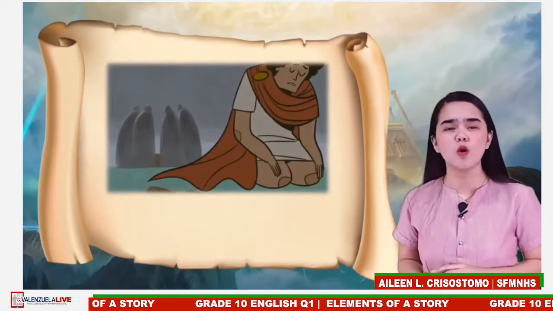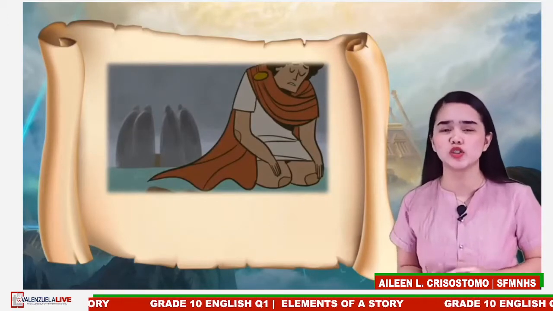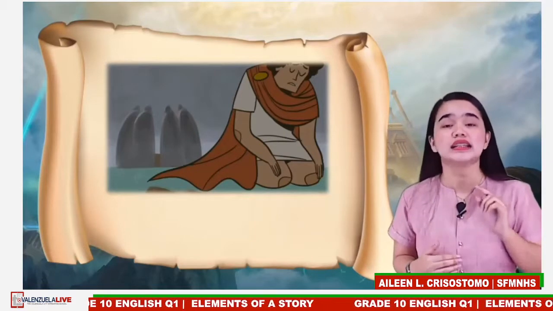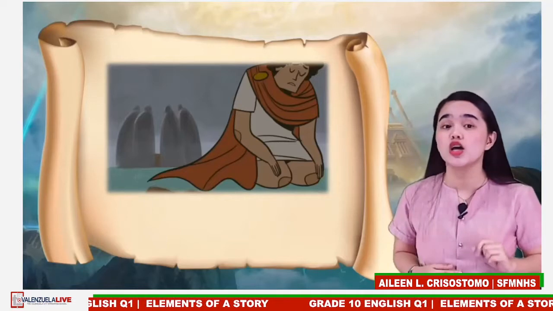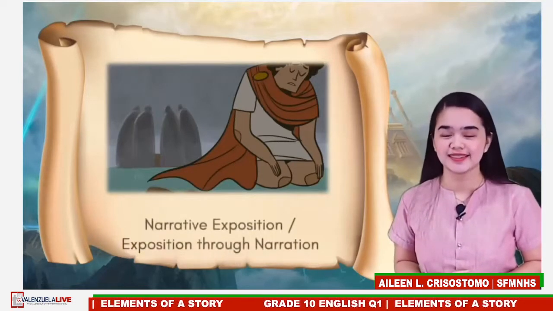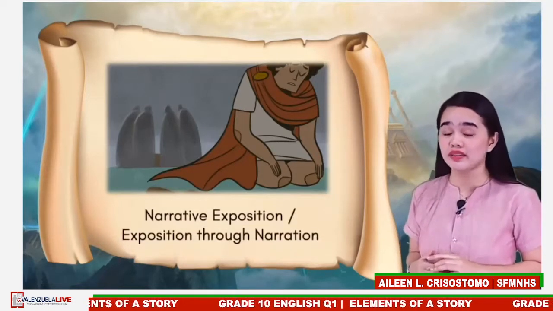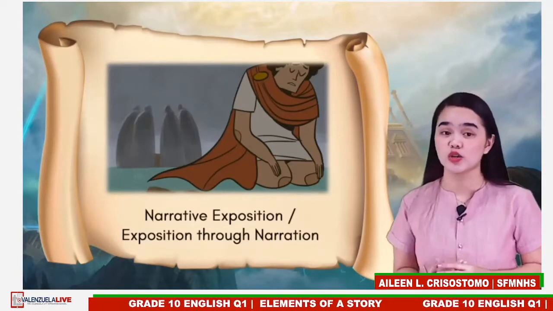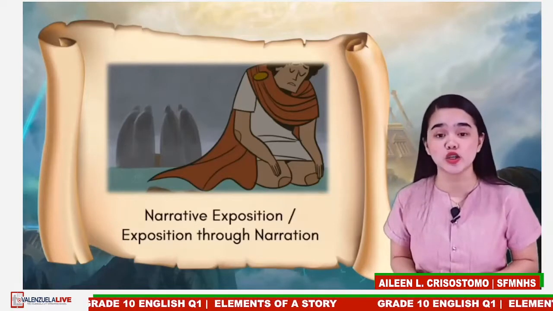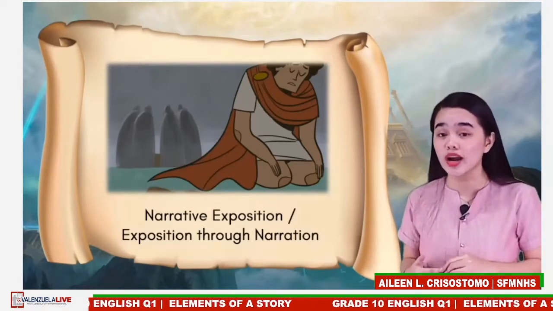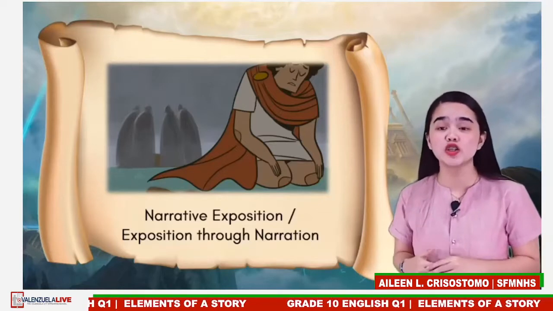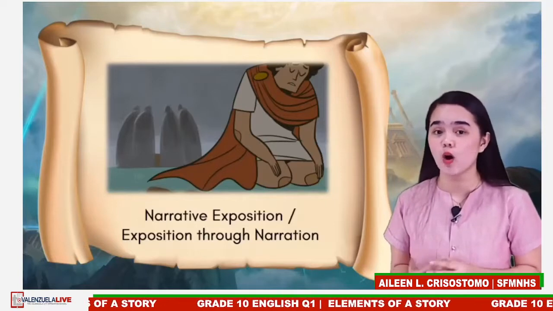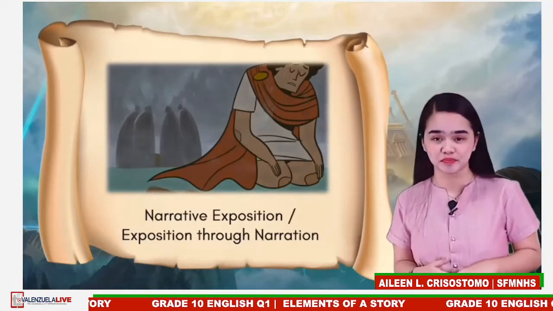Heartbroken, Orpheus roamed the earth, singing sad melodies to try to get over his grief. The pain he felt was too much that he decided to follow Eurydice to the underworld. Obviously, the author used narrative exposition, or exposition through narration. Based on our discussion last episode, this is the insertion of background information within a story or narrative. This information can be about the setting, characters' backstories, prior plot events, historical context, etc.